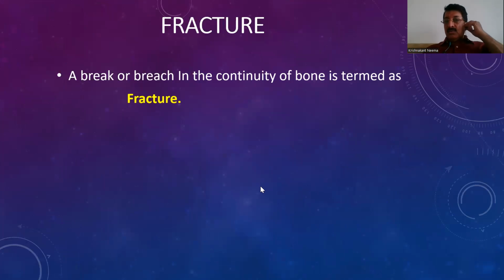So how do we define a fracture? Fracture is a break or breach in the continuity of bone. That means anywhere in the cortex, if you find on X-ray that there is a breach or a break, then you are supposed to call it a fracture.